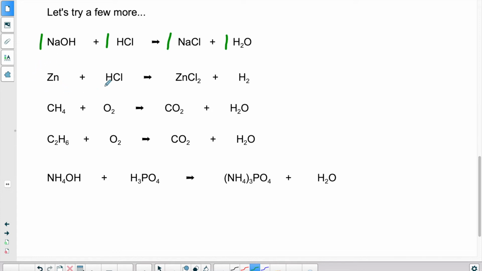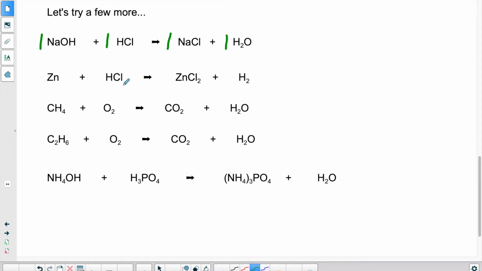Zinc, hydrogen, chlorine. So hydrogen I will do last. Let's start with zinc. 1 zinc, 1 zinc. That's already equal. Great. 1 chlorine, 2 chlorine. So since I have 2 over here, I need to make it equal over here.